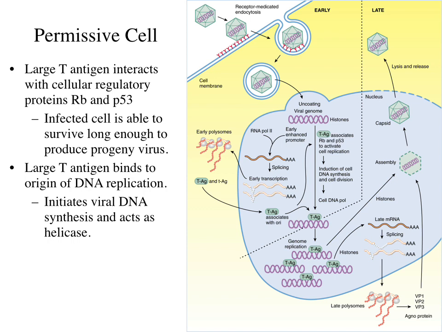So binding of the large T to RB stimulates the cell cycle. Binding to P53 allows the cell to enter the S phase while avoiding the P53-mediated apoptosis. So you get productive infection. The infection is lytic. You get expression of late genes and assembly of progeny virions, and ultimately this leads to death of the cell.